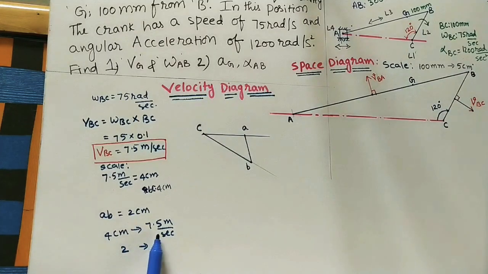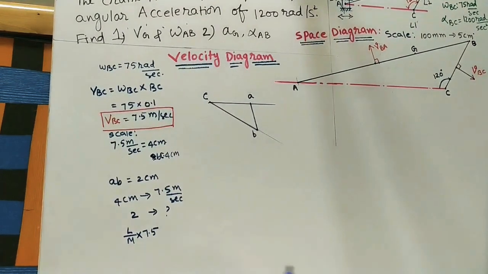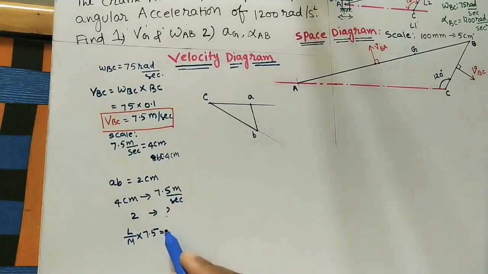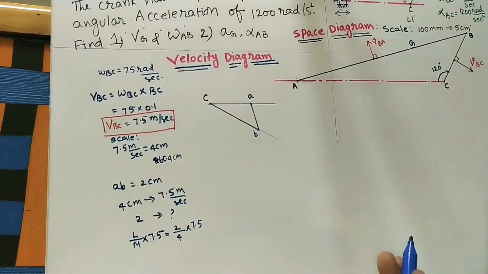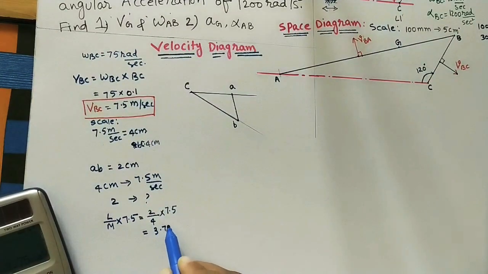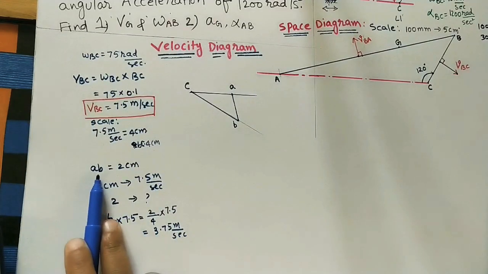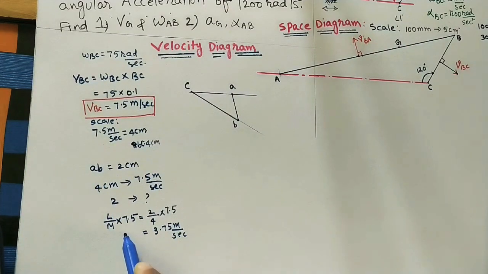For more value it is also more, for less it is also less. We can take less by more into 7.5. Now here substitute the values. Less value means 2 by 4 into 7.5. Calculate this value. This value is 3.75 meter per second. This is nothing but AB velocity, VAB.